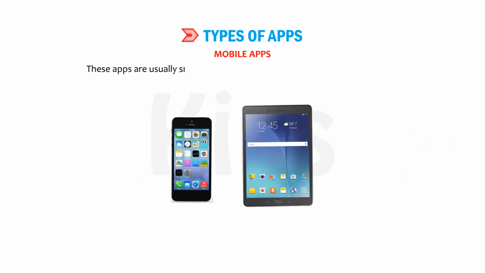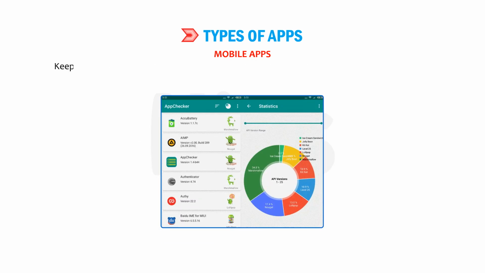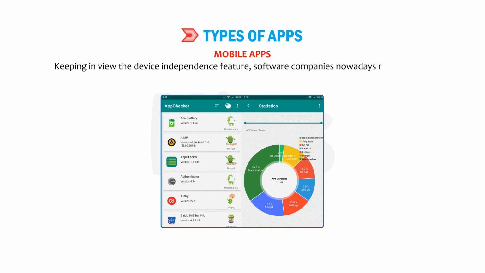These apps are usually smaller in size as mobile devices have limited memory. Some mobile apps may come preloaded on cell phones or tablets. Keeping in view the device independence feature, software companies nowadays make diverse versions of the applications to be used as desktop apps, web apps or mobile apps.